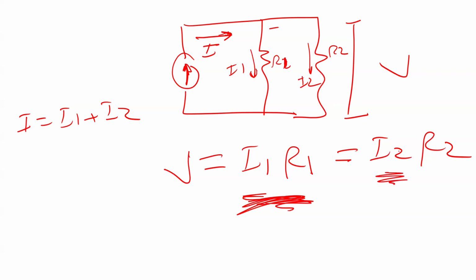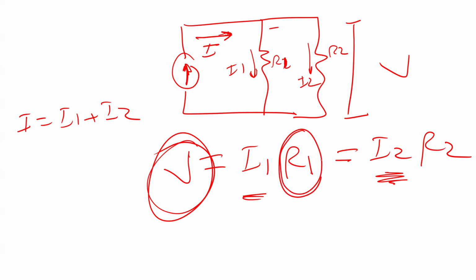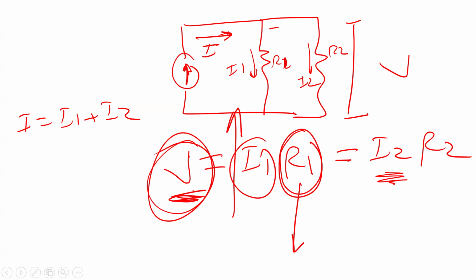I2 times R2. What I want to say here is that they are constants, the same as the same voltage. When this resistance is small, I have to increase the current to get the same value of V. You got what I'm saying? To have the same V, when the resistance is small, I have to increase the current, so that when you multiply, you get the same voltage.